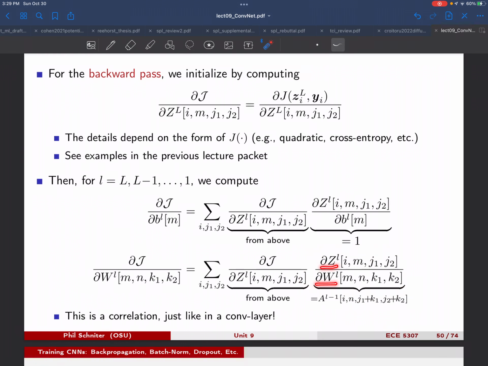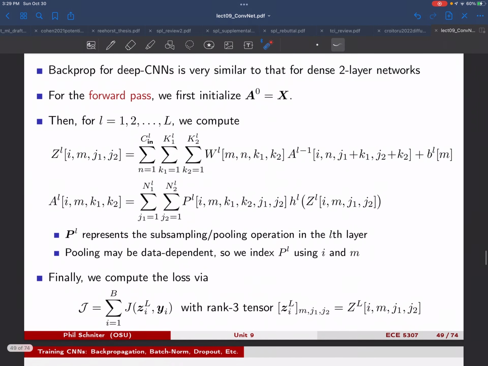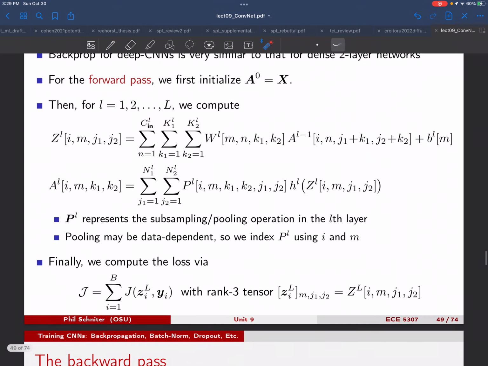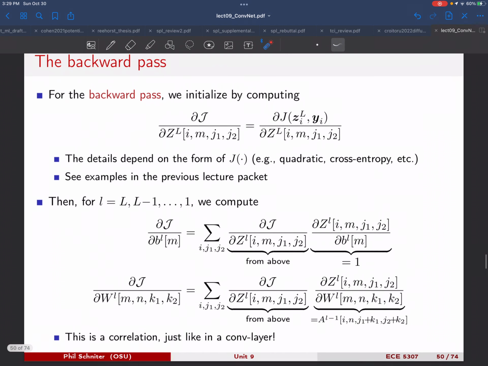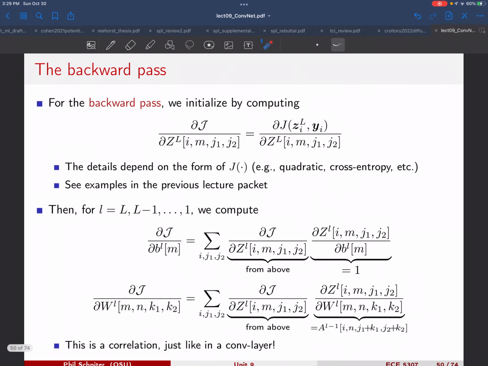DZL, DWL. Let's go back to this equation here. DZL, DWL, you can see it's just going to be this number there. So this, you can see, is exactly what's down here. And so that's essentially what we would then compute for all combinations of M, N, K1, and K2.